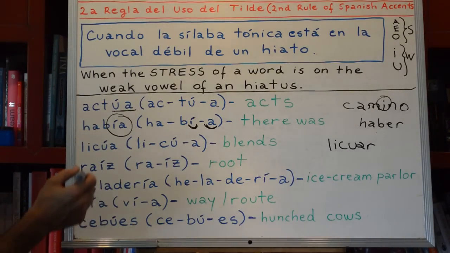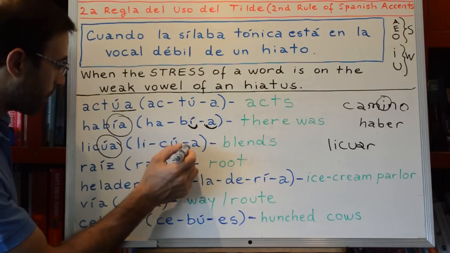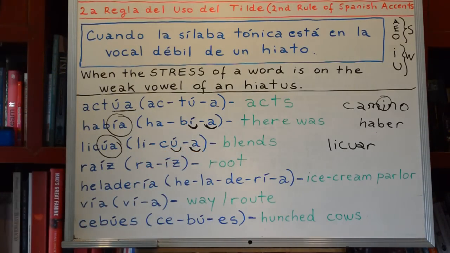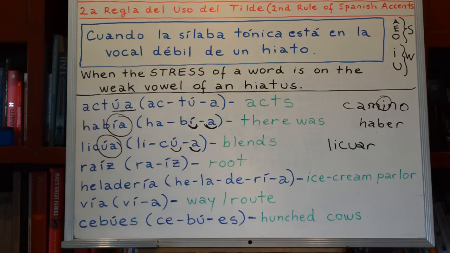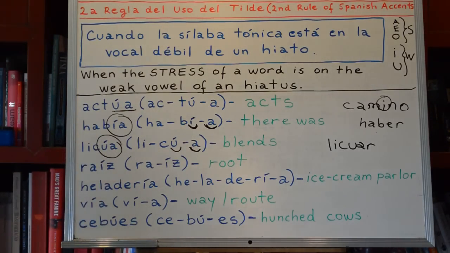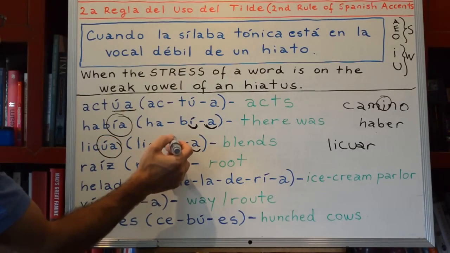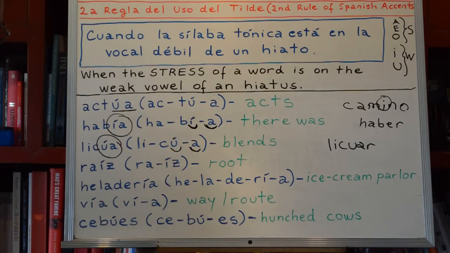So again, we have a hiatus here, okay? Here it's separated into two different syllables. And licua. The accent, the intonation is on the U. Licua. Therefore, the U, since it is a weak vowel, it carries the tilde, okay?